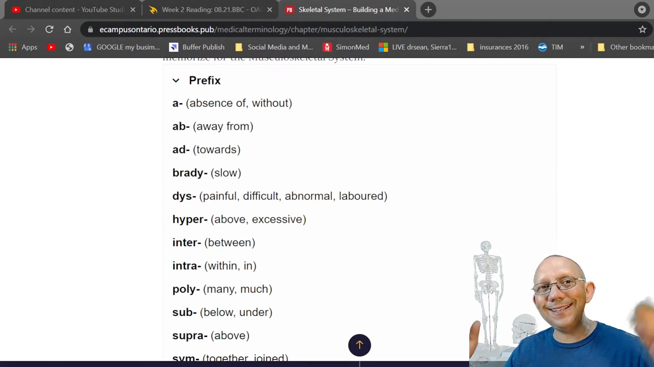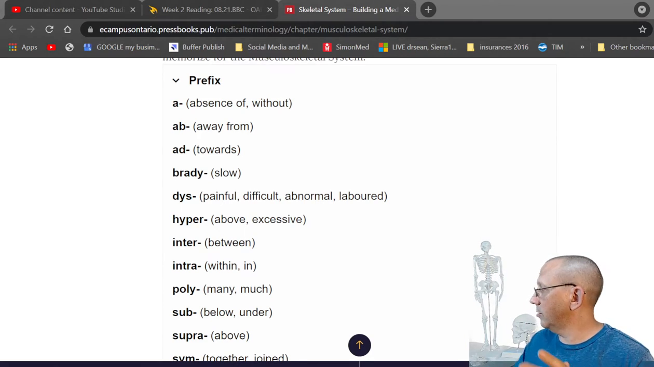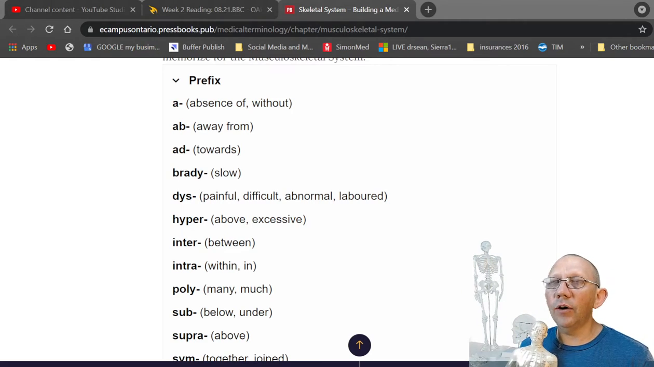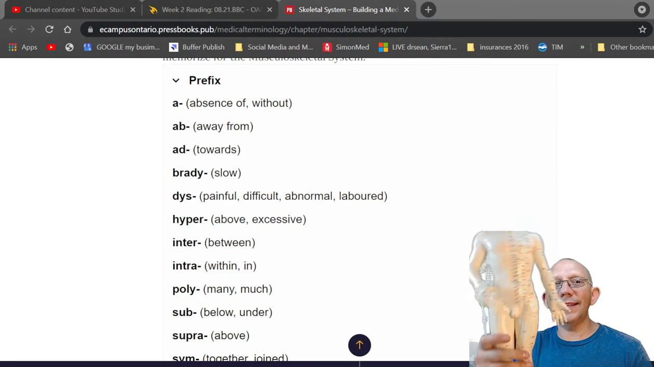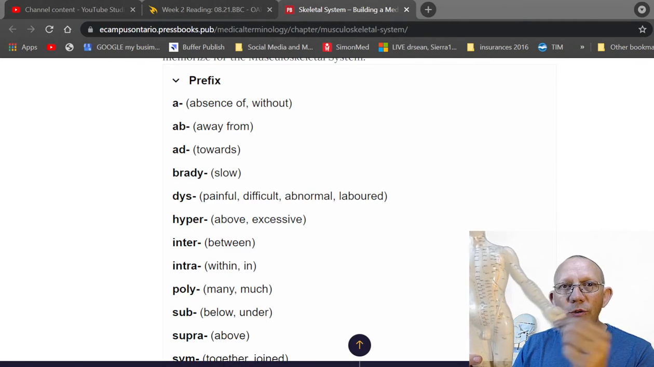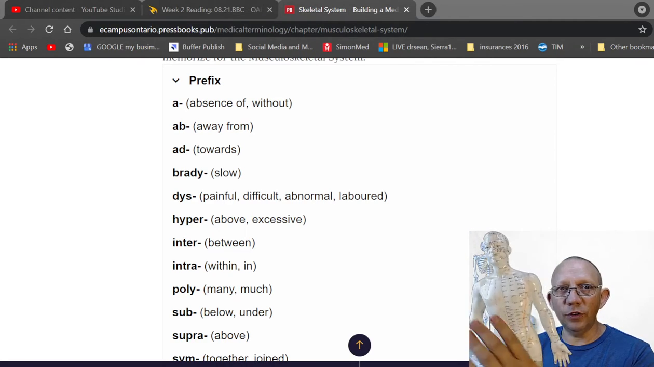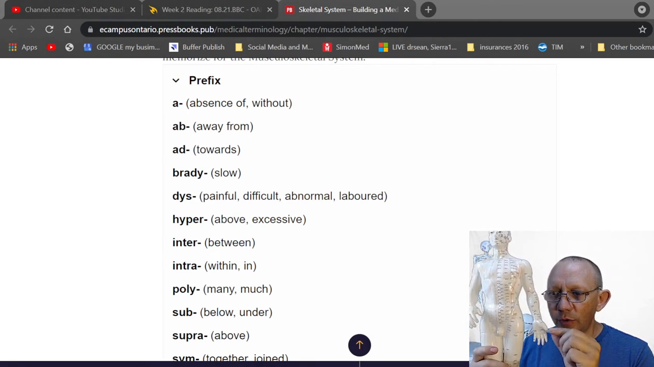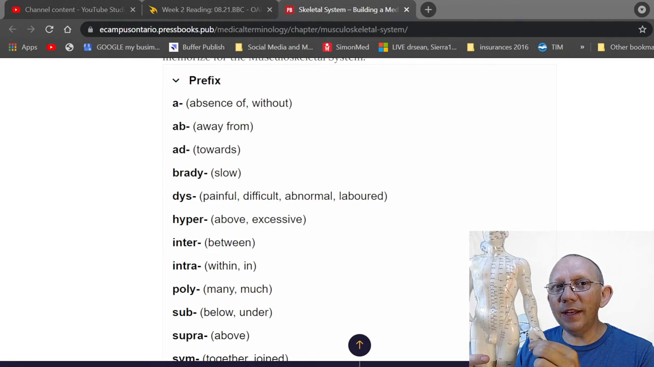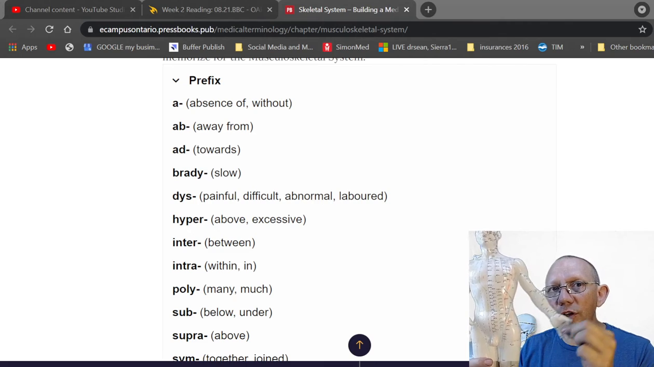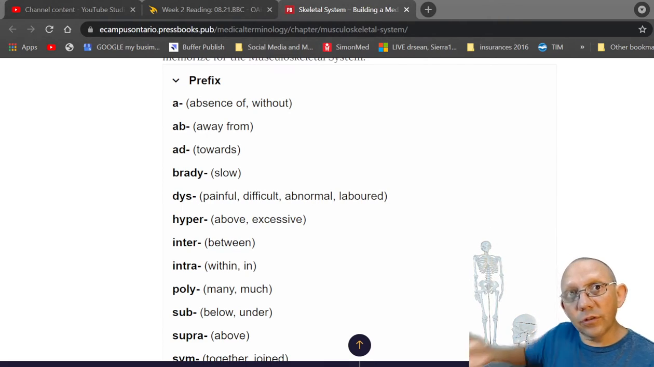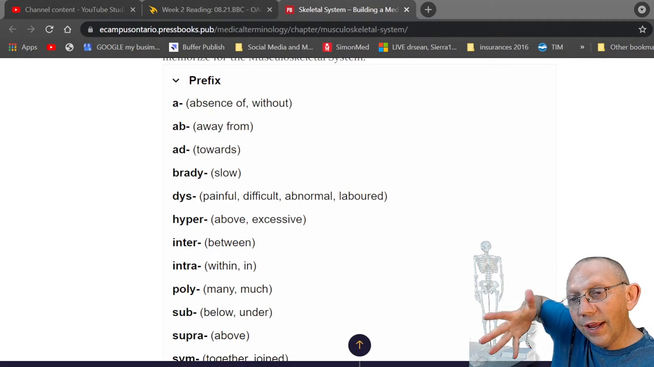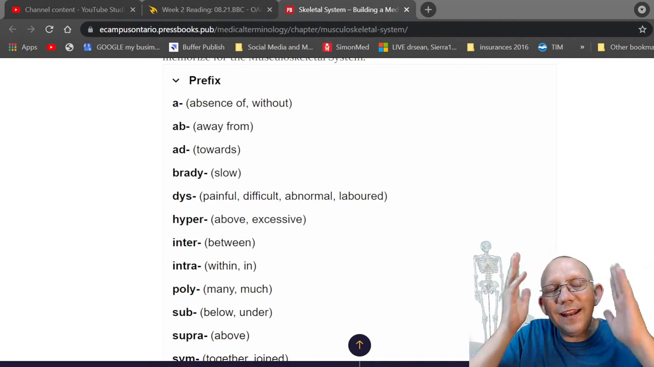When we're adduction, we're adding to the center. Remember anatomical position: your hands are always like this, your thumbs pointing out. Abduction is this way, and adduction is this way. Similarly, if your hands are like this, adduction, abduction. I do that because it's anatomical position.